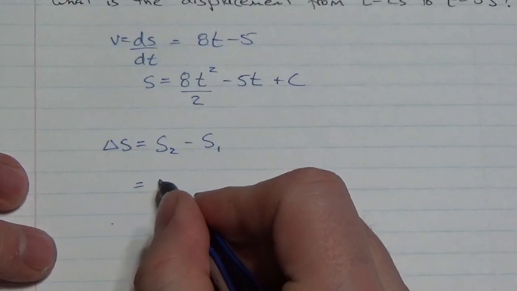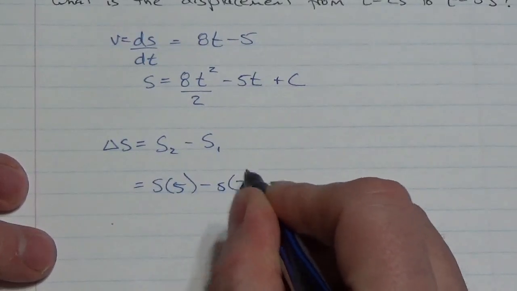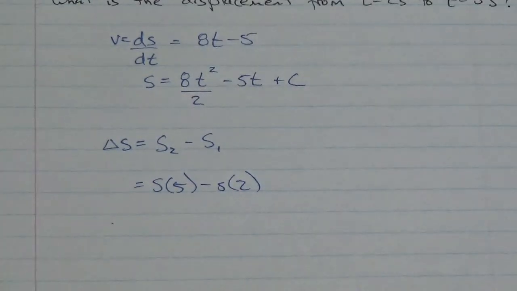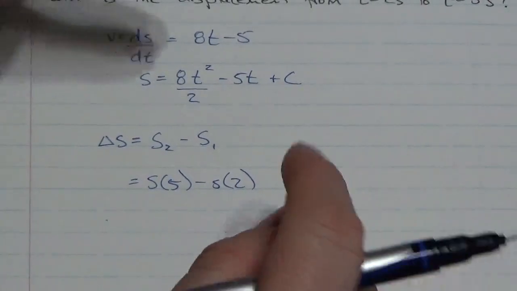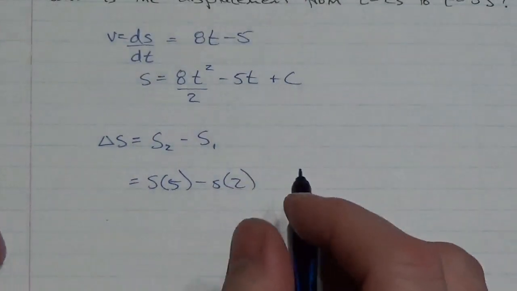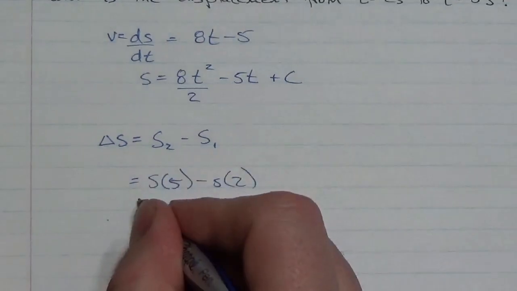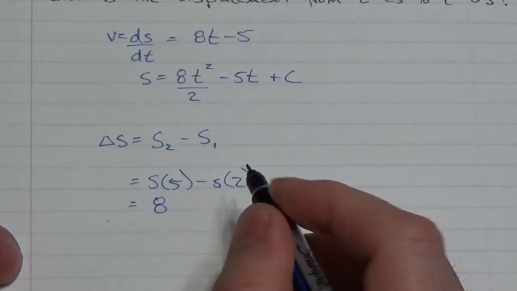So this is going to be the displacement at 5 seconds minus the displacement at 2 seconds. Now watch what happens when I do this. I know at this point in time I don't know what the arbitrary constant is, but watch what happens. Okay? I'm going to plug that in. So that's going to be 8.